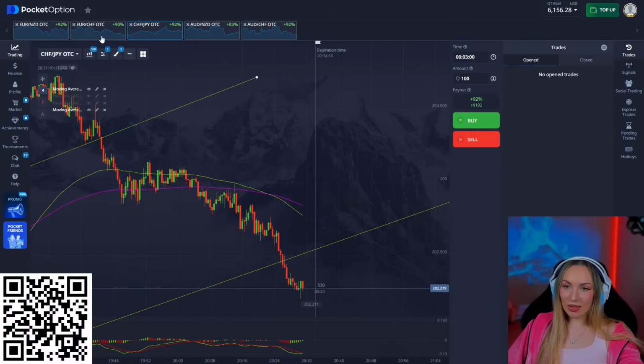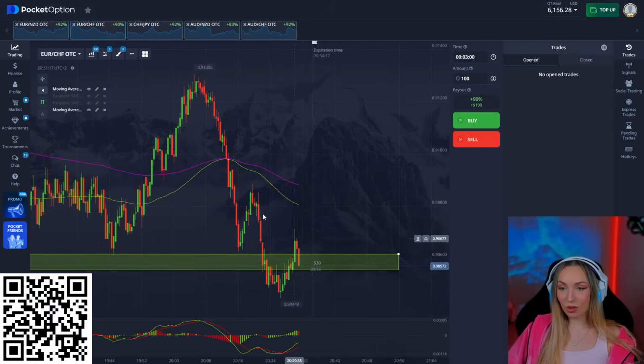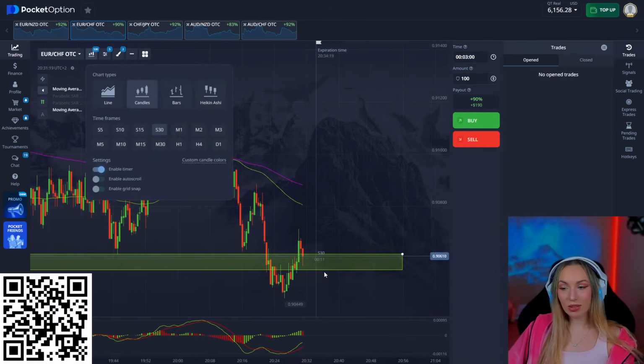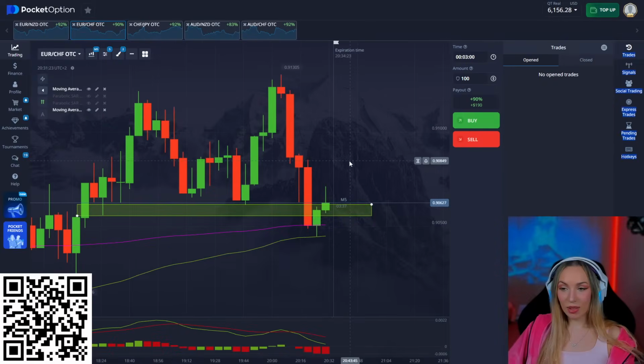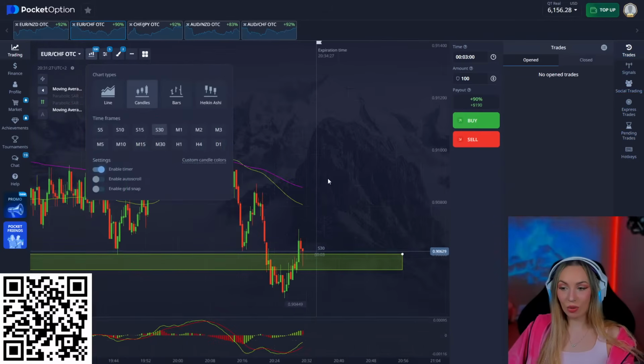This one still goes down. I don't know how much down it will go, and this one actually returned back to the support, so that's why I told you that I'm not gonna delete this support, because I believe that it can go up, and it's actually going up.